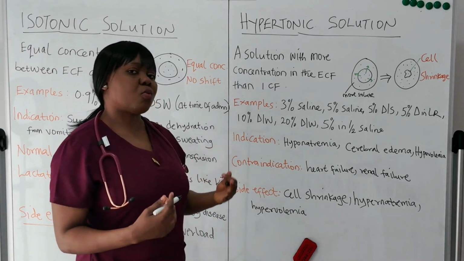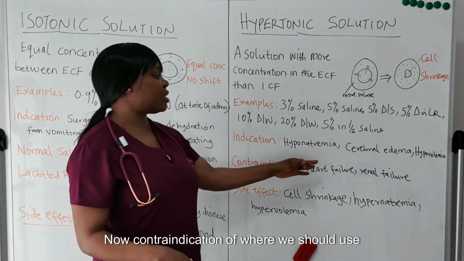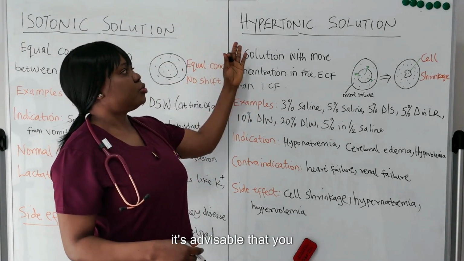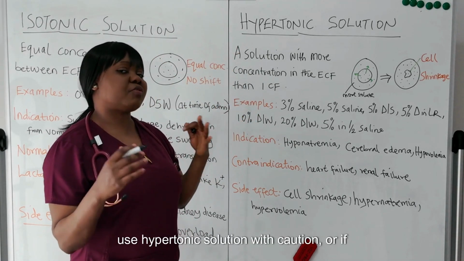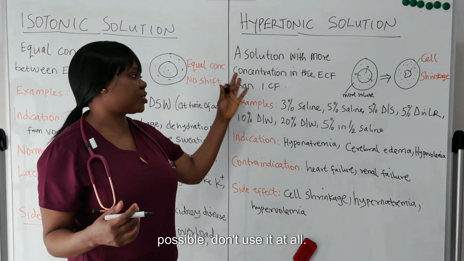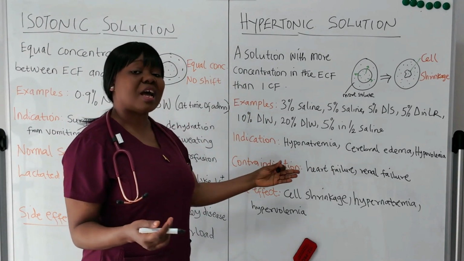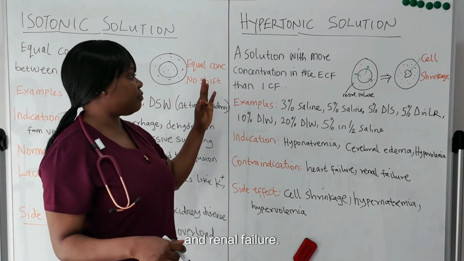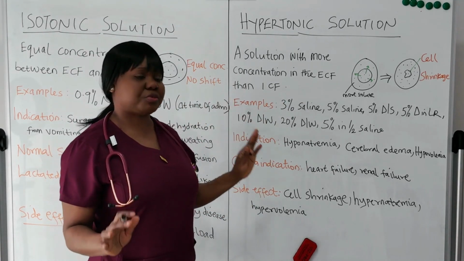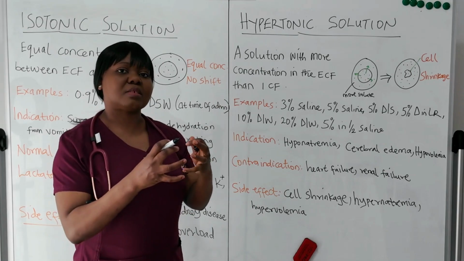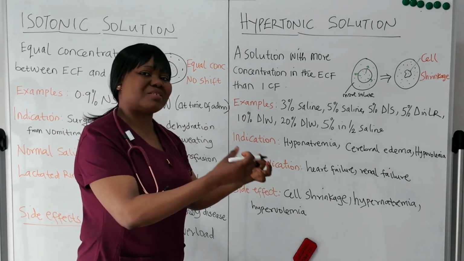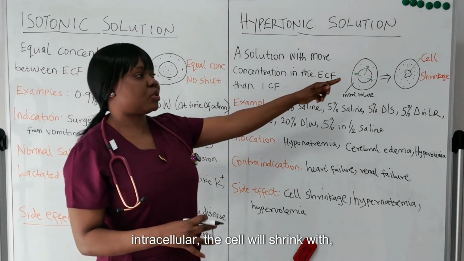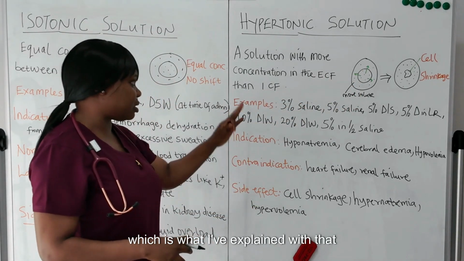Now, contraindication, or where we should use it with caution: in heart failure and renal failure, it's advisable you use hypertonic solution with caution, or if possible, don't use it at all. They don't normally prescribe it in situations like this. Isotonic solution will be better for heart failure and renal failure. So side effect, number one will be cell shrinkage. That's because the hypertonic solution is going to pull fluid out of the intracellular. The cell will shrink with time, which is what I've explained with that illustration, that diagram.